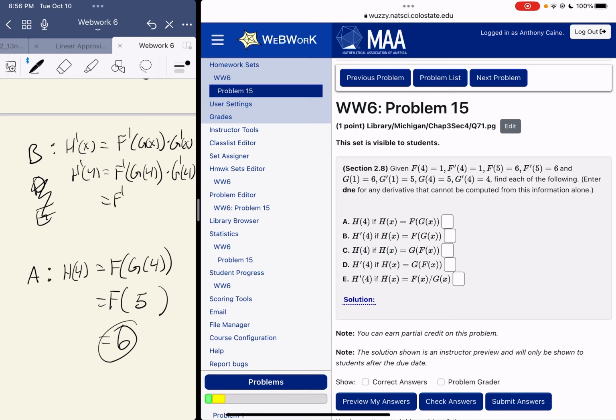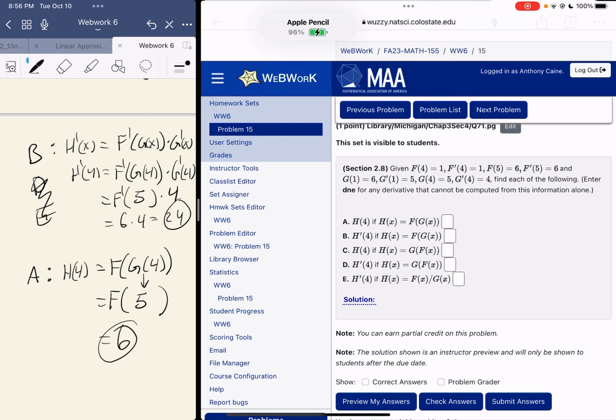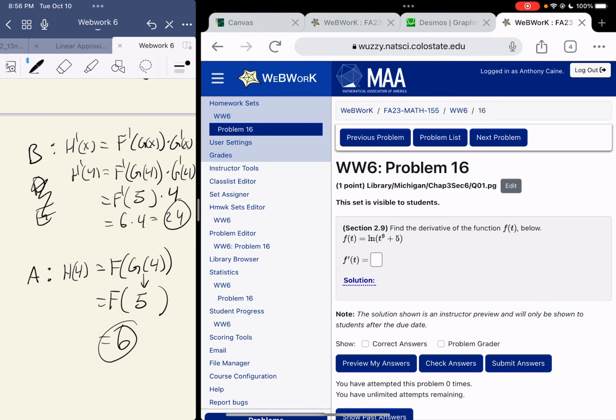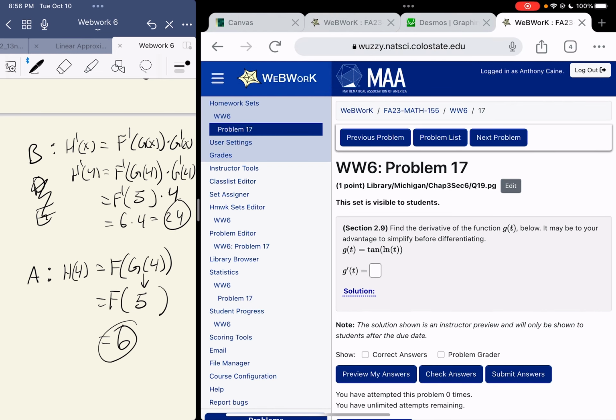Okay, so this is f prime at, and now g of 4 is 5, we saw that earlier, times g prime at 4, which is 4. And now f prime at 5 is 6. So this is 6 times 4 is 24. Okay. So that's how you do those problems. All right, next up, simple chain rule. You got this. Okay, chain rule with a quotient rule.